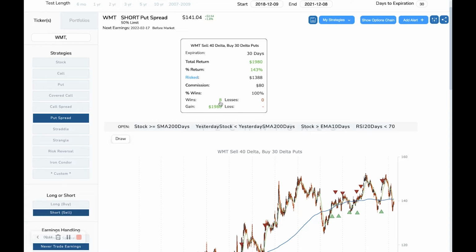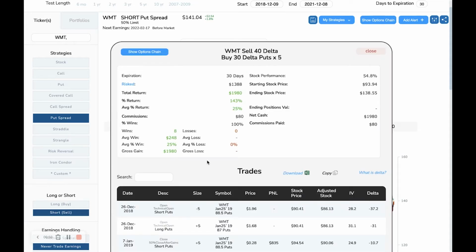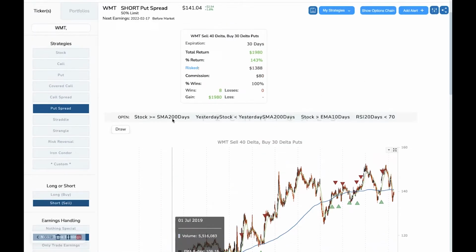Historically, it has a 100% win rate, total return, on average 143% total. Average win is $248, no losses. So you get it. It's a pretty good trade. So let's show you the parameters here.